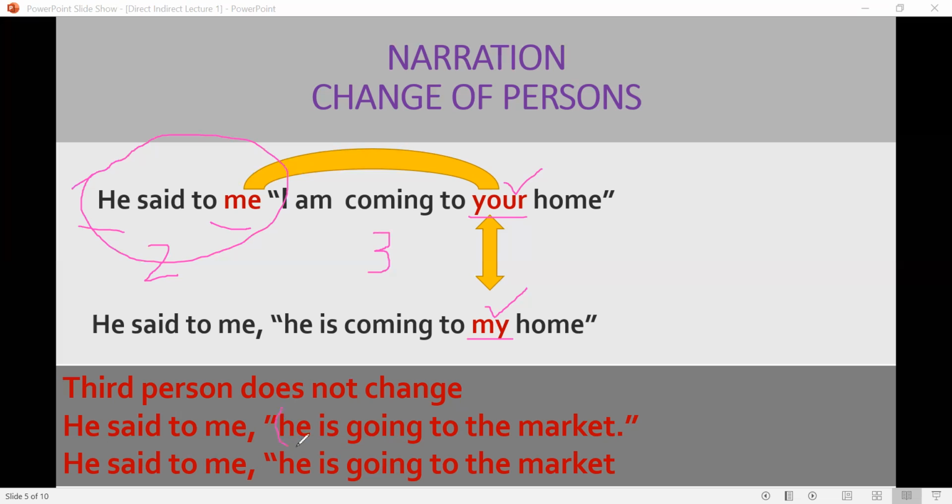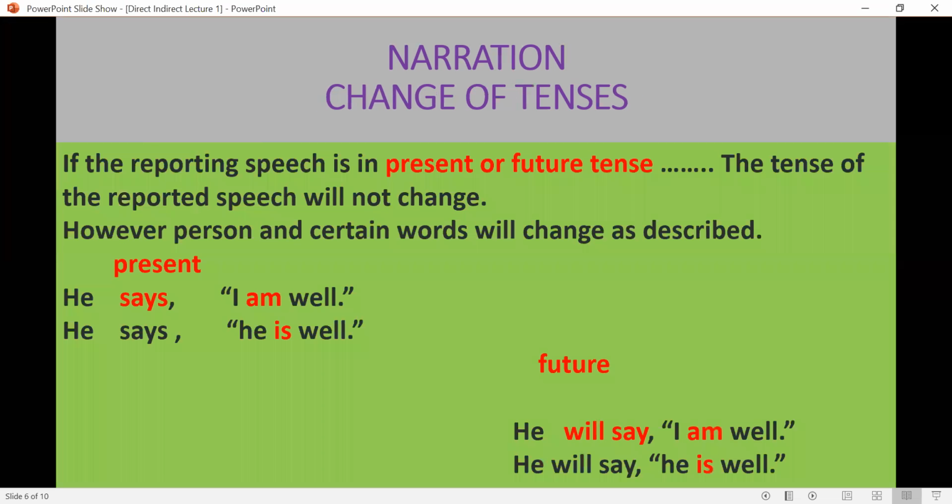This "he" remained unchanged because this is third person. He, she, it, and they do not change while we are changing direct narration into indirect narration. So only two persons are changed, first person and second person. First person changes into subject of the reporting speech, and second person changes into object of the reporting speech, but third person does not change.